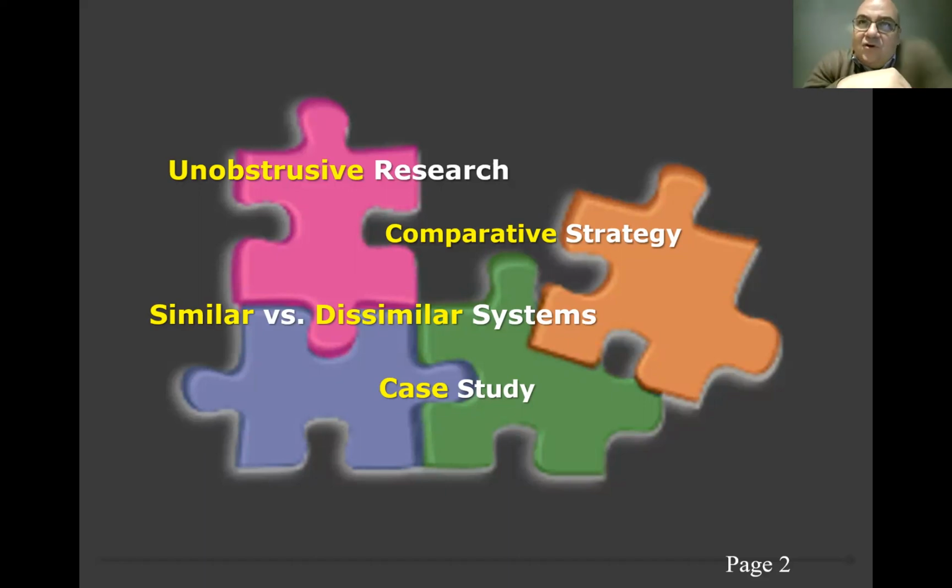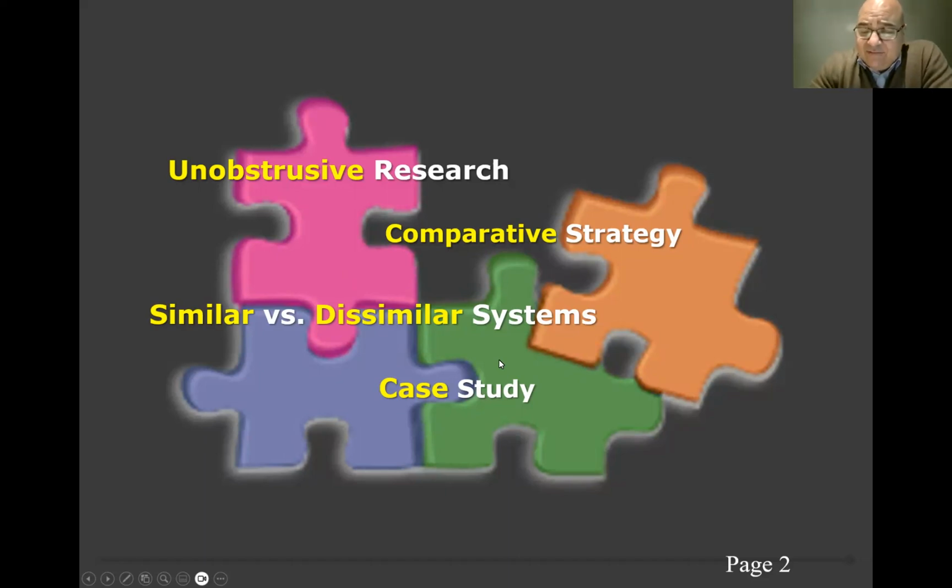Consequently, some people prefer unobtrusive research, meaning that the researcher doesn't intervene in data collection. Content analysis, which we discussed last week, was one of these research methods. And now we are talking about cases and comparisons, the comparative method, as that kind of method. We'll talk about different comparative strategies. We'll talk about similar versus dissimilar systems, and we'll talk about case study.